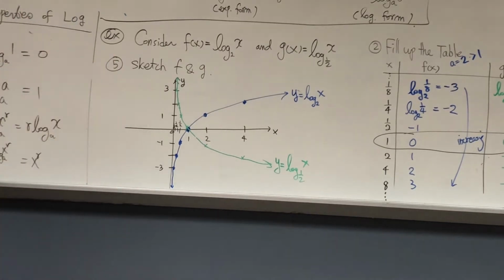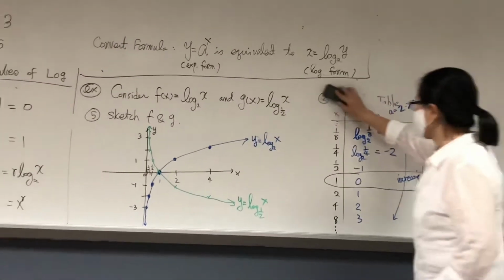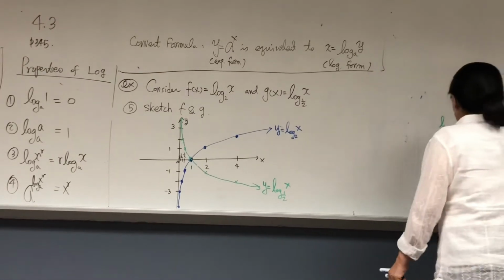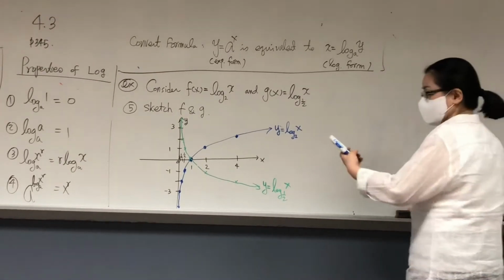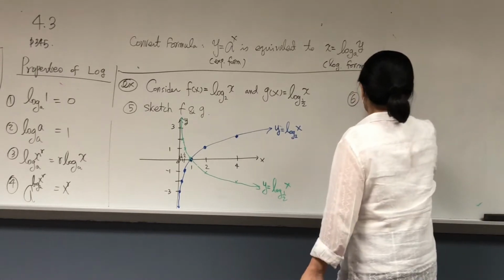Any question about these two graphs? And then we understand, oh, how about this graph? What is that? So can I erase this? How about, what's the graph of this? Sketch.